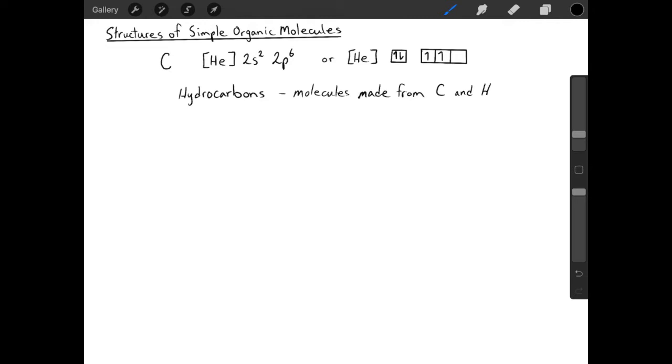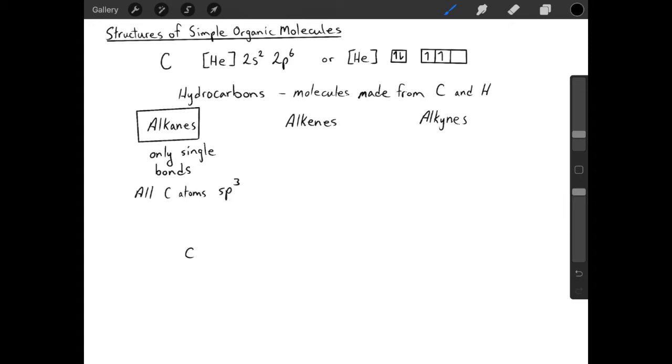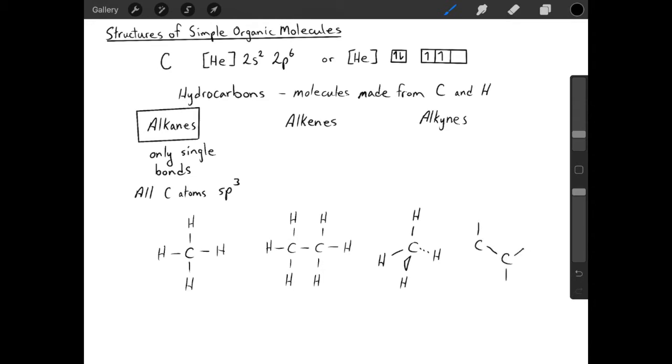There are 3 different classes of hydrocarbon. They are alkanes, alkenes, and alkynes. Alkanes have only single bonds, and all of the carbons are sp3 hybridized. With all of the central atoms being sp3 hybridized, alkanes have all bond angles very near to 109.5 degrees.